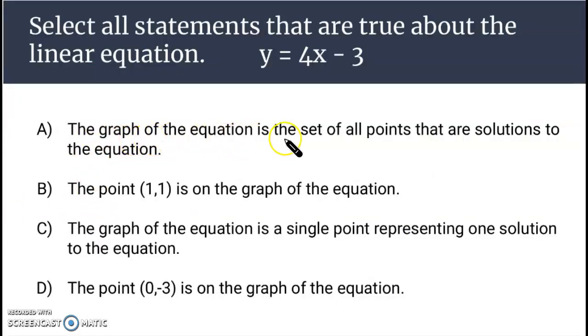The graph of the equation is the set of all points that are solutions to the equation. That is a true statement. I'm going to highlight this in green here. That is true.